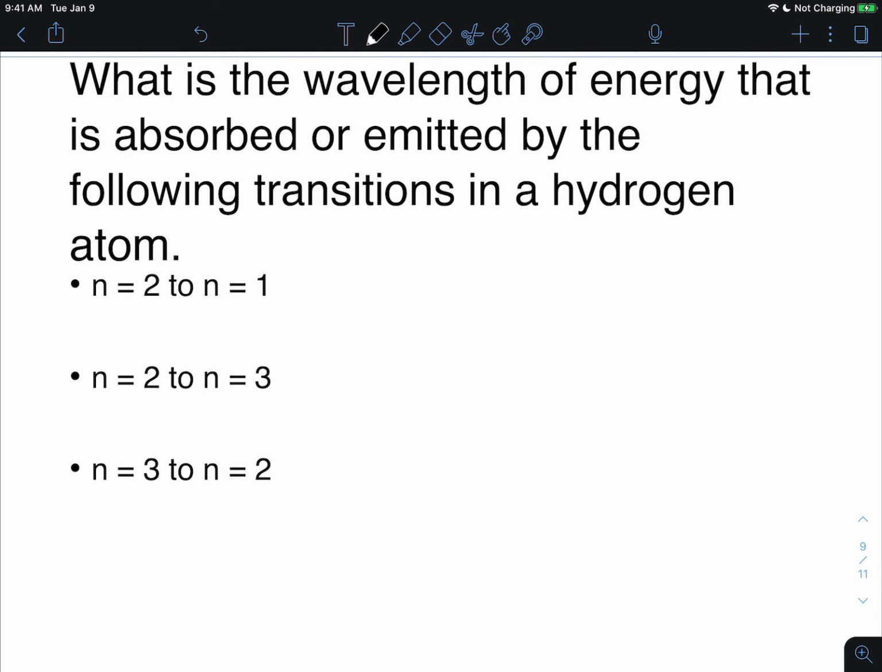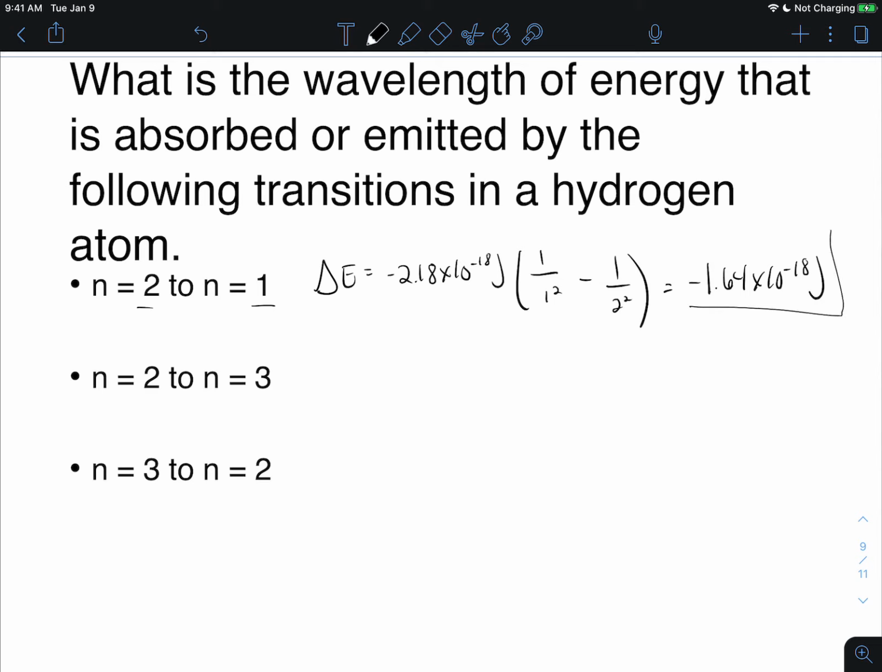So let's look at calculating these out. We've got the following transitions in a hydrogen atom, n equals 2 to n equals 1. We're just going to put this into our equation. Delta E is equal to negative 2.18 times 10 to the negative 18 joules times 1 over 1 squared minus 1 over 2 squared. When we calculate this out, we get negative 1.64 times 10 to the negative 18 joules. We're going from a higher energy state to a lower energy state, so this is emission, and we would expect a negative value. Okay, next one, we're going from a lower energy state to a higher energy state, so this is going to be absorption, and we should expect a positive value.